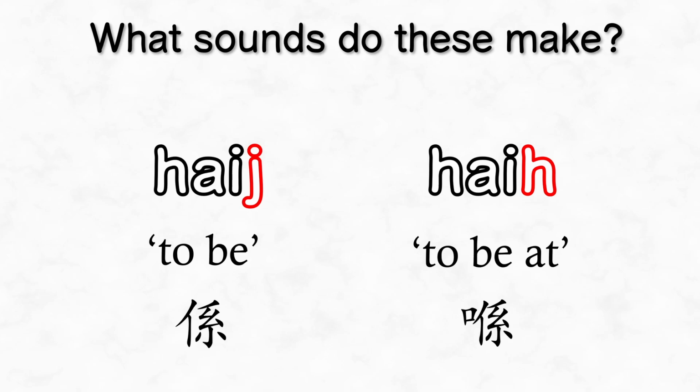Okay, so the one on the left is hai, and that's one of the most important words, and that's to be. As in, I am a person, or you are, or he, she is. It basically works for all of those. The second word is rising tone, hai, and that's saying I'm at someplace, so it's used for location. For example, I am home. So it's important not to mix these two up.